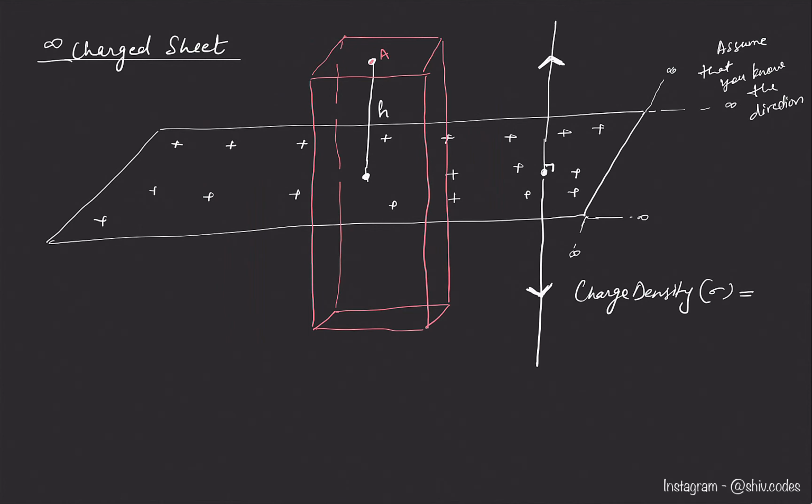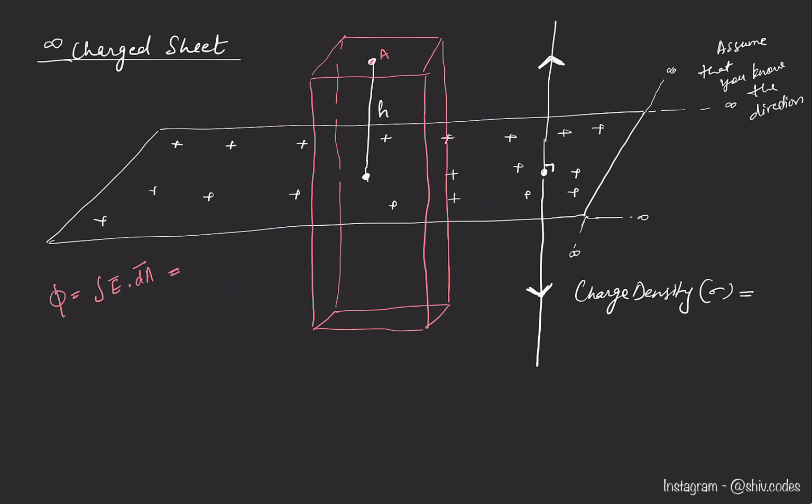Given that you are told this direction, you have to find the electric field at point A. So we can use Gauss law, which says that now we will use Gauss law on this closed body. So the flux through the closed body, which is phi, which is E dot dA, should be equal to the charge enclosed by this closed body divided by epsilon naught.